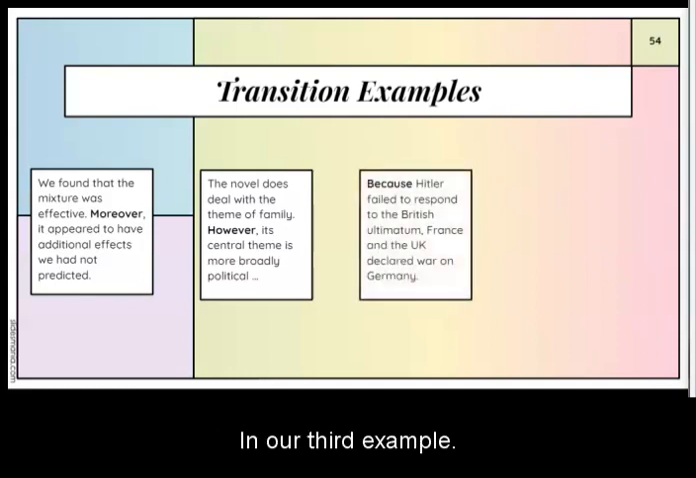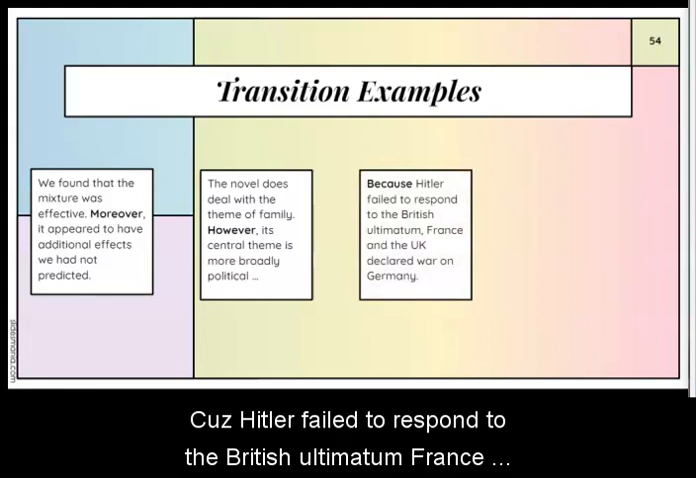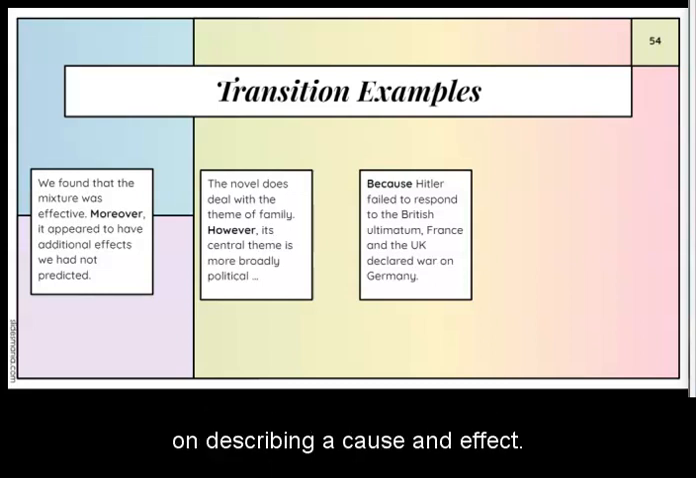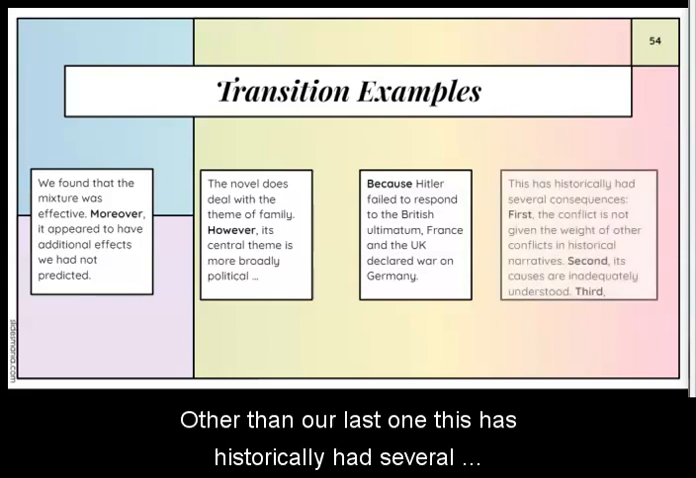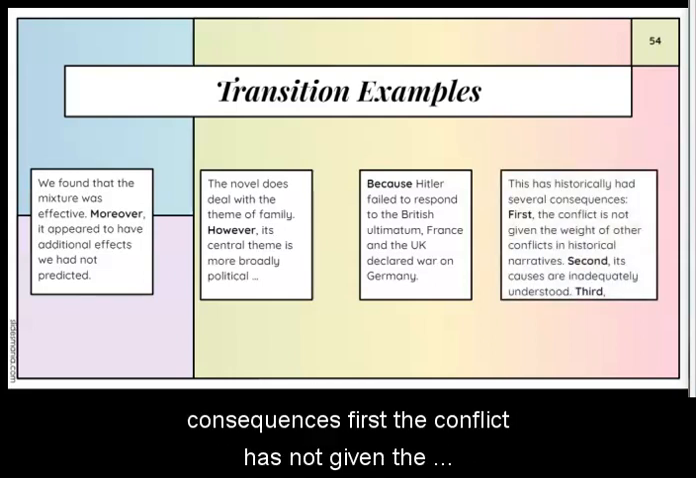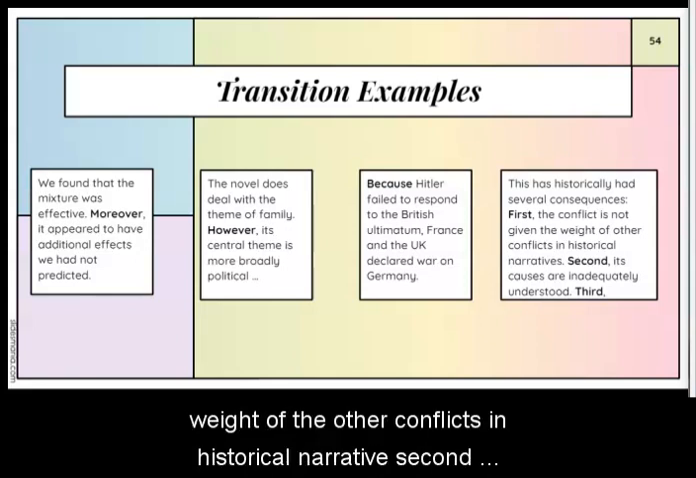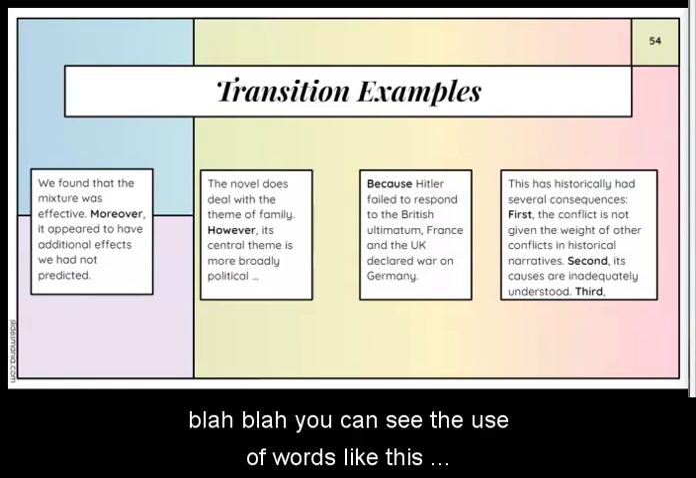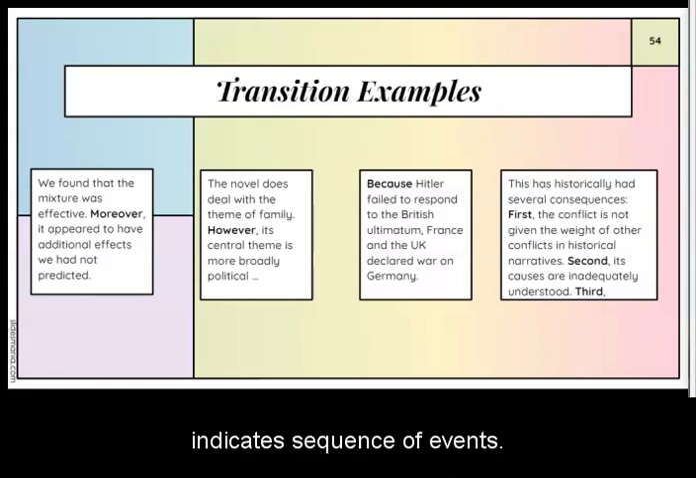In our third example, because Hitler failed to respond to the British ultimatum, France and the UK declared war on Germany. And in this one, it's describing a cause and effect. And then in our last one, this has historically had several consequences. First, the conflict is not given the weight of the other conflicts in historical narratives. Second, its causes are inadequately understood. Third, blah, blah, blah. So you can see the use of words like this indicate sequence of events.